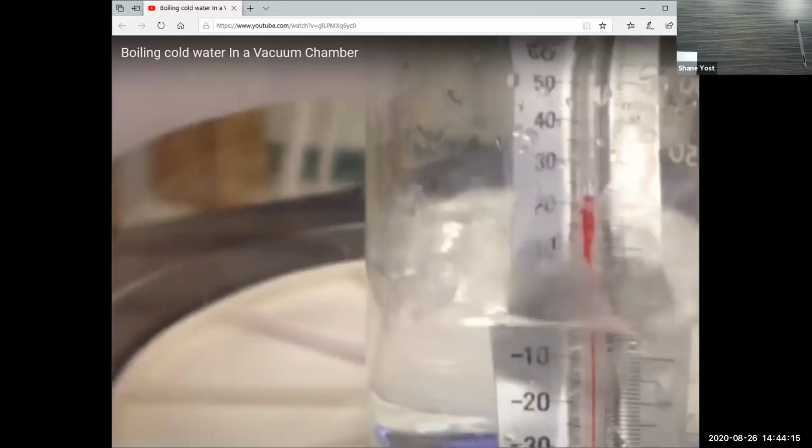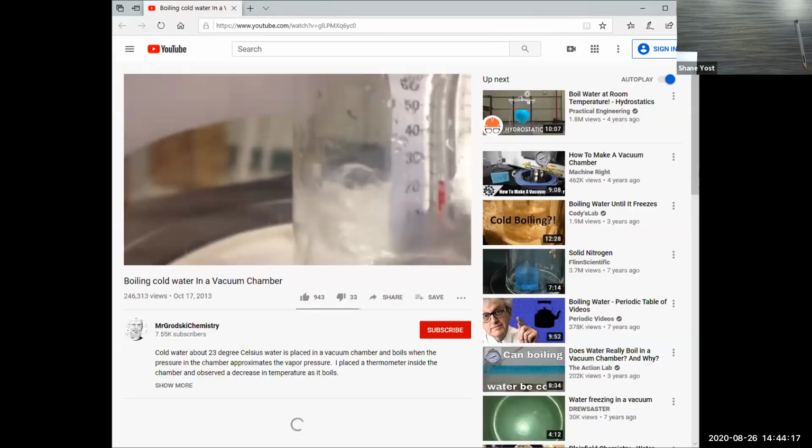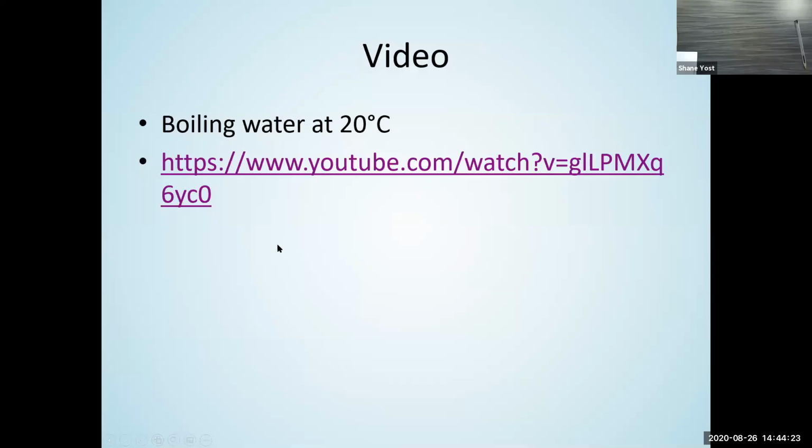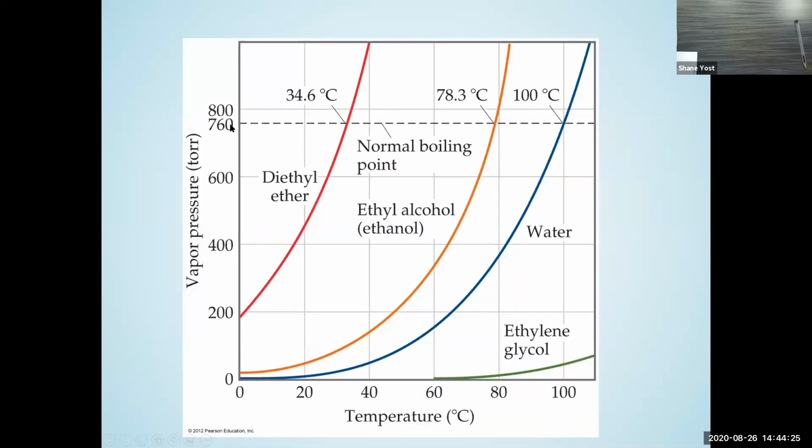So in this video, all that's being done is we're lowering the 760 torr to say like 200 torr, and so now all the vapor pressure of water needs to do is reach 200 torr, and it'll start boiling. Or in this case, he reduced it down to, I don't know, a couple of torr or something like that in order to boil it at roughly 20 degrees Celsius, right?